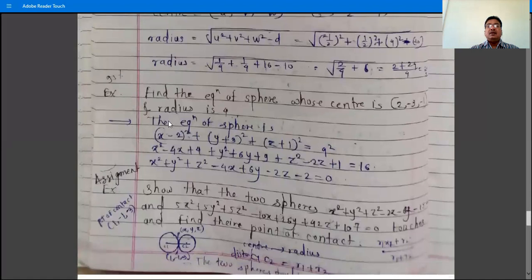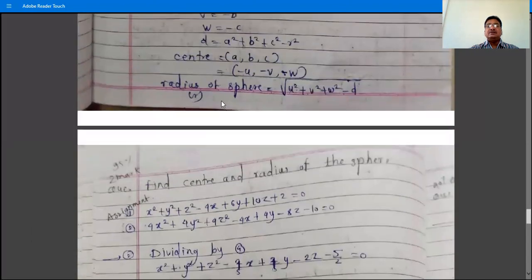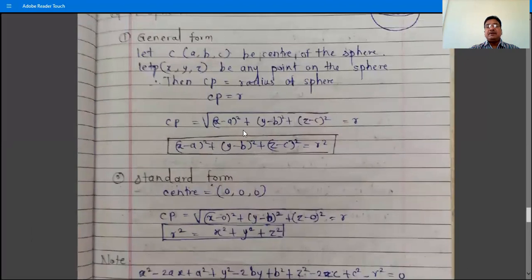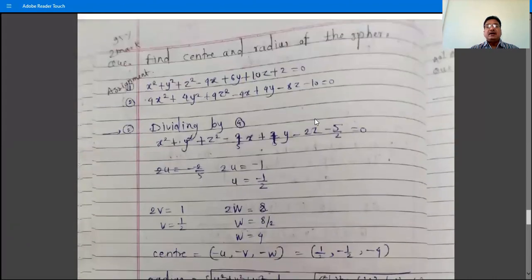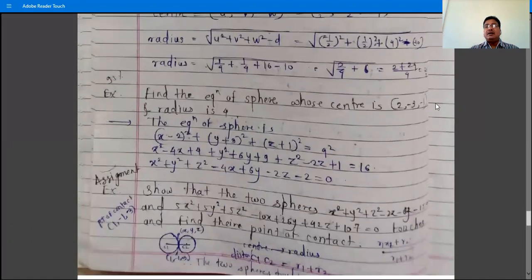So the next question is: find the equation of the sphere whose center is 2, minus 3, minus 1 and radius is 4. If the center is a, b, c and radius is r, then this is the equation of the sphere: x minus a bracket square plus y minus b bracket square plus z minus c bracket square is equal to r square. And therefore the equation of this sphere having center 2, minus 3, minus 1 and radius 4 is x minus 2 bracket square plus y minus minus 3, meaning y plus 3, bracket square plus z minus minus 1, meaning plus 1, bracket square is equal to 4 square, the radius square.